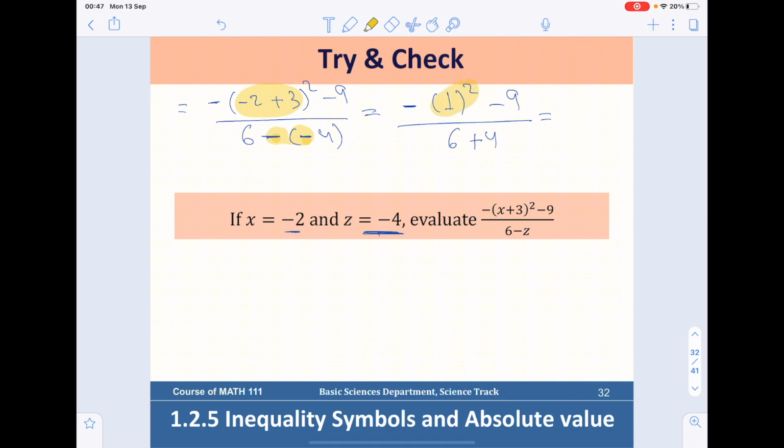Now we know that 1 squared equals 1. So 1 minus 9 equals over. And 6 plus 4 equals 10. Now 1 minus 9 equals minus 8 over 10. We can cancel this 10 with this 10. I will be left with -1. And this is the answer.